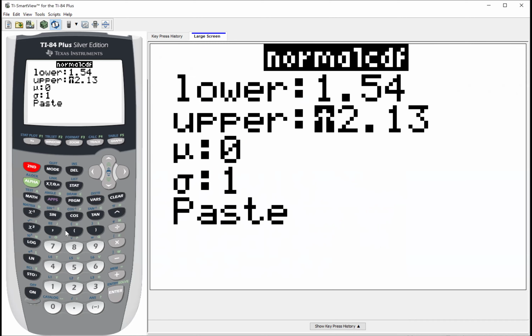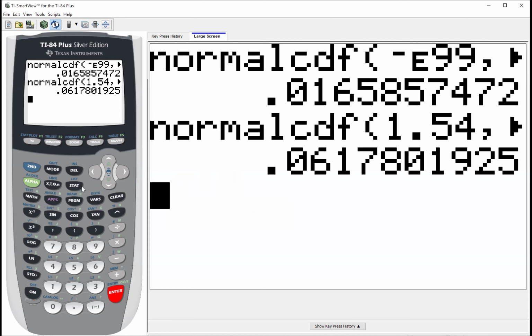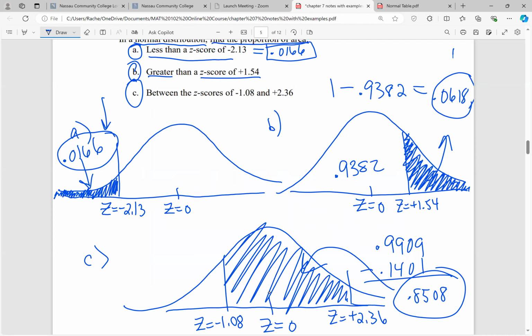So I'm going to press second and the comma key. That's going to pull up the E. And now we could type in 99. And since we're working with z-scores, the mean is 0, the standard deviation is 1, and then we can paste. And then we hit enter. And we should get 0.0618 because that's the answer that we got in the previous lecture using the table, 0.0618. Right? We got 0.0618.